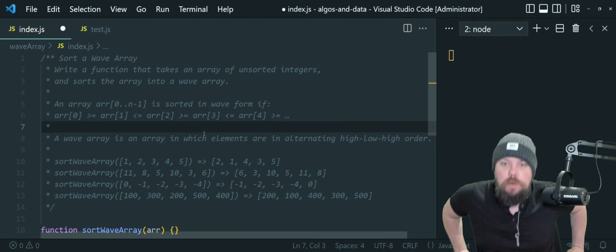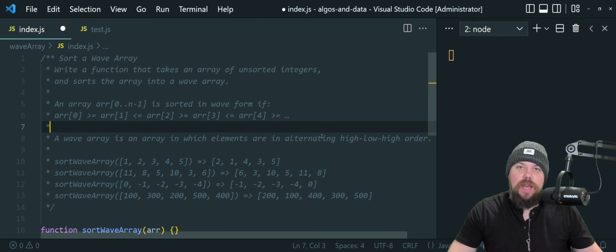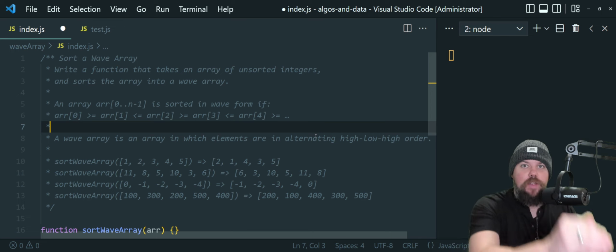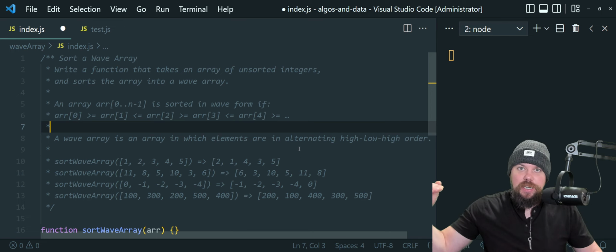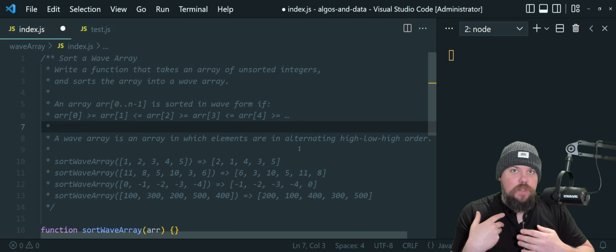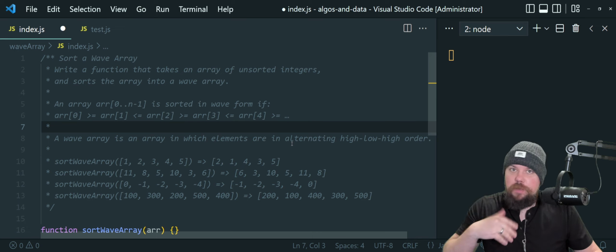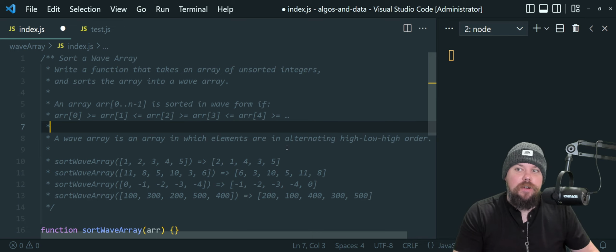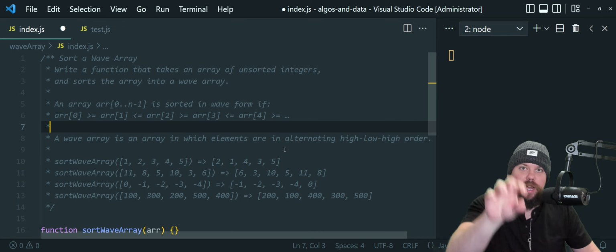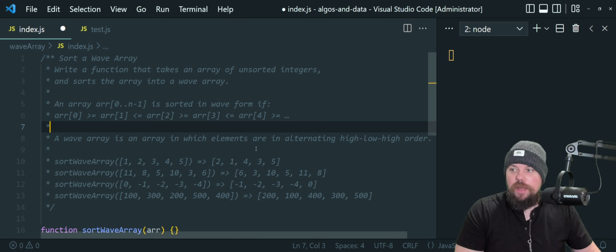So basically, big to small, big to small. So high, low, high, low, high, low, high, low values. So it's not that we're sorting it into, as we've been doing in a lot of the previous algorithms, typically ascending or descending order, depending on our use cases. Here, we're going to be sorting it into high, low patterns, right?